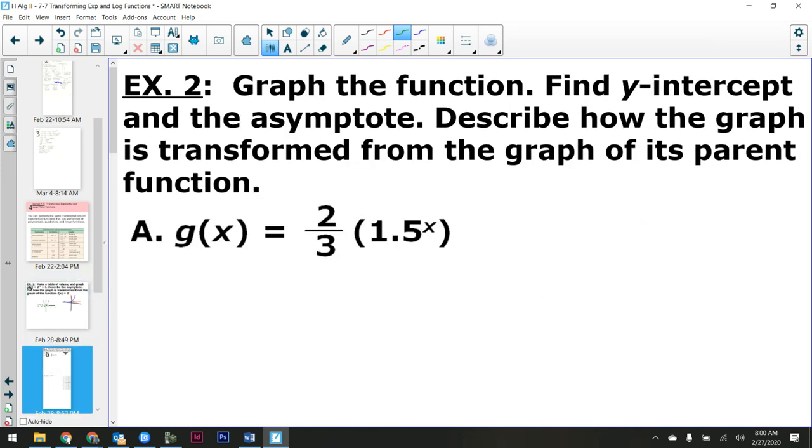Okay, graph the function, find the y-intercept and the asymptote, and describe how the graph is transformed from the graph of its parent. Let's first say this. What type of transformation happened in this one? Before we touch our calculators, what type of transformation is happening?